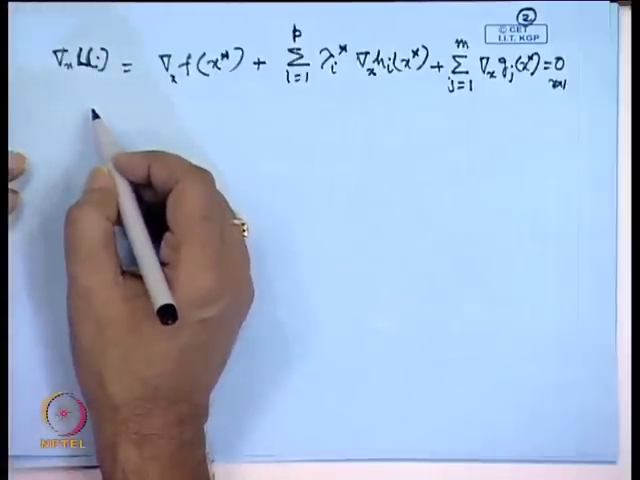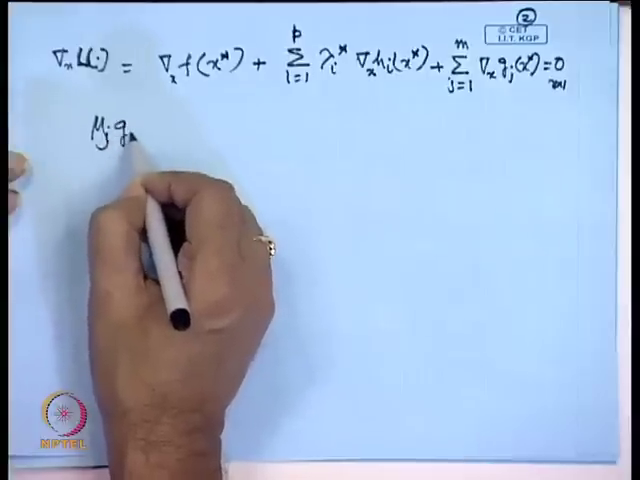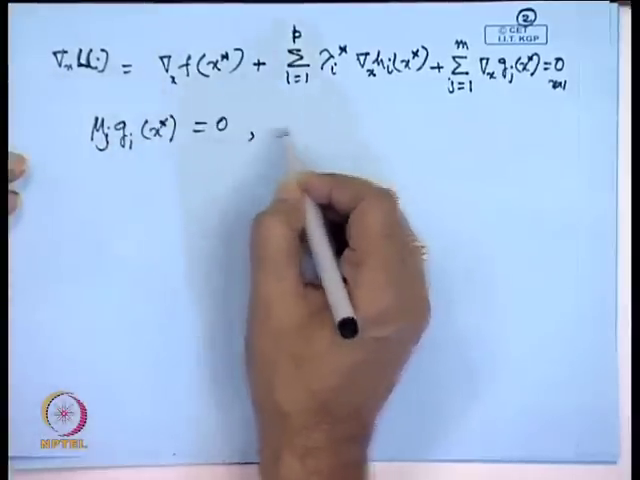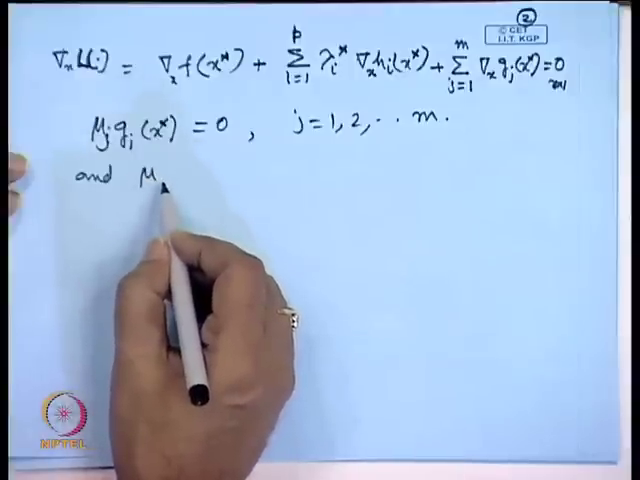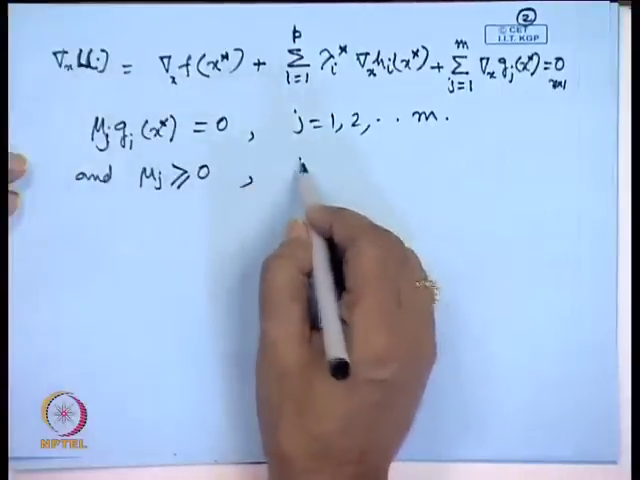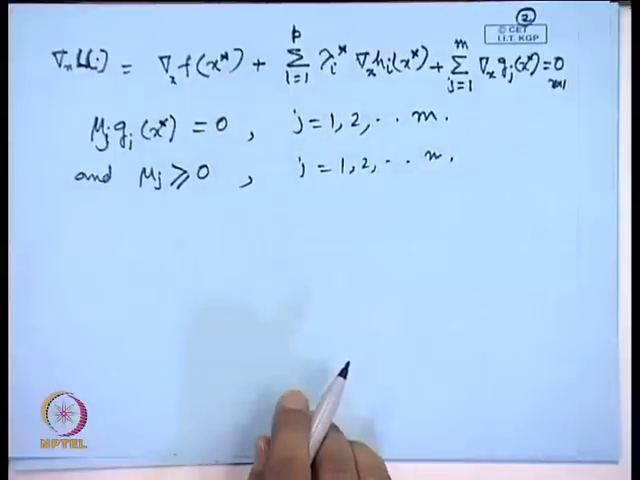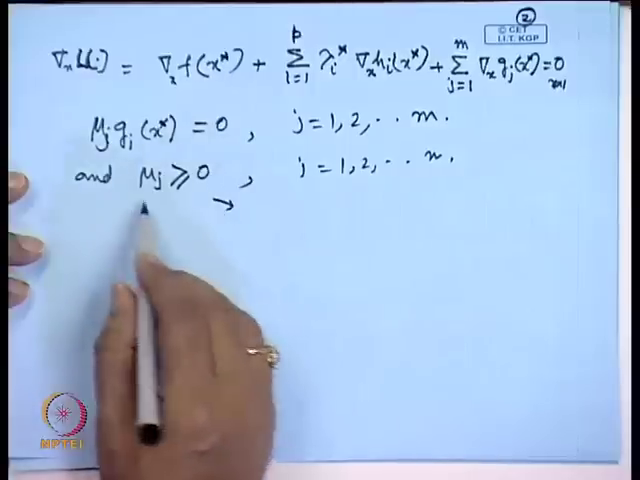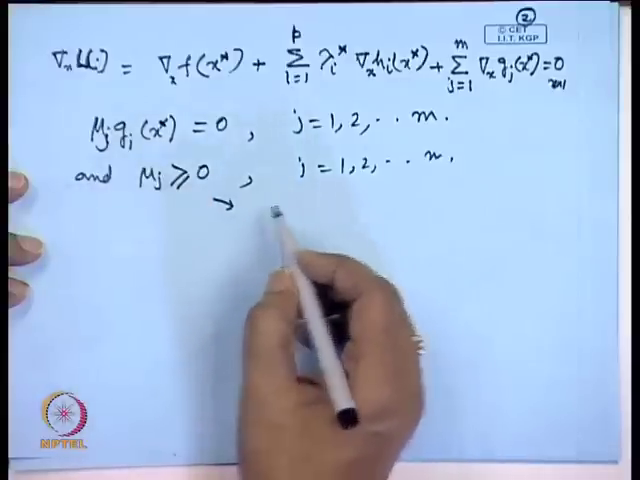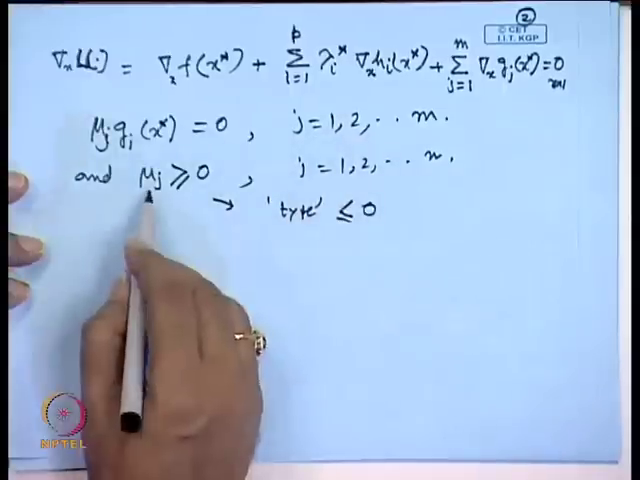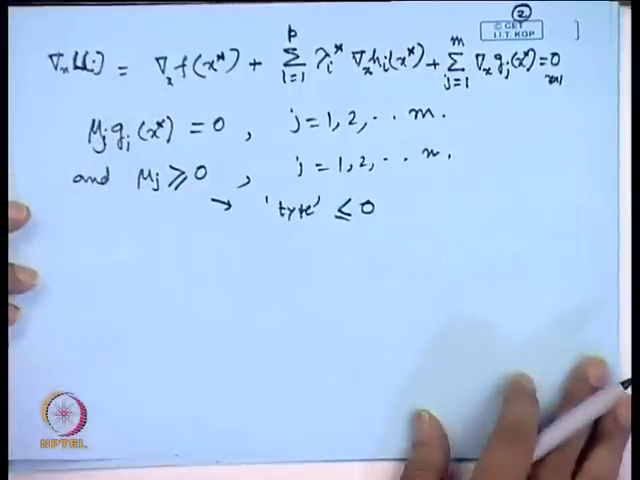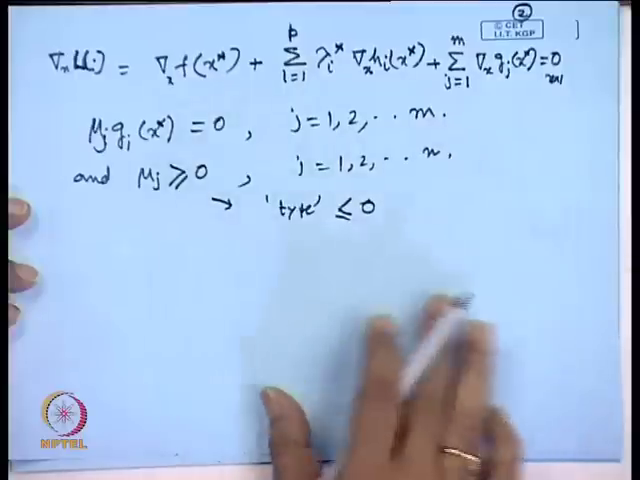Also there is the switching condition, which must satisfy mu j g_j(x star) = 0 for j = 1 to m. And mu j is the Lagrange multiplier associated with the inequality constraints; mu j must be greater than or equal to 0, that we have shown last class, for j = 1 to m. When the constraints are of the type g_j ≤ 0, then mu will be greater than or equal to 0. Agree? Mu is non-negative.